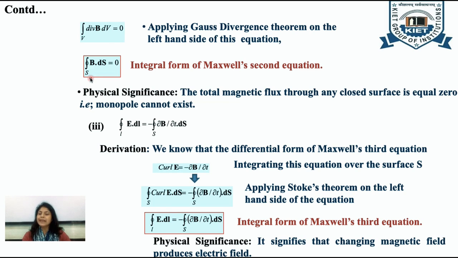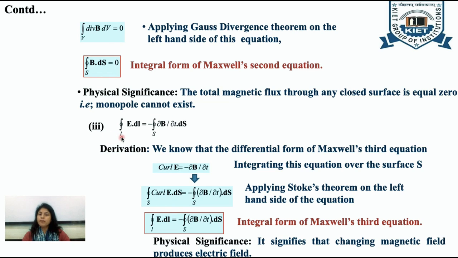Means monopole cannot exist. Means north and south pole both exist in the magnet if surface integration of B dot ds is equal to 0. Magnetic field lines make a closed loop, means monopole cannot exist.